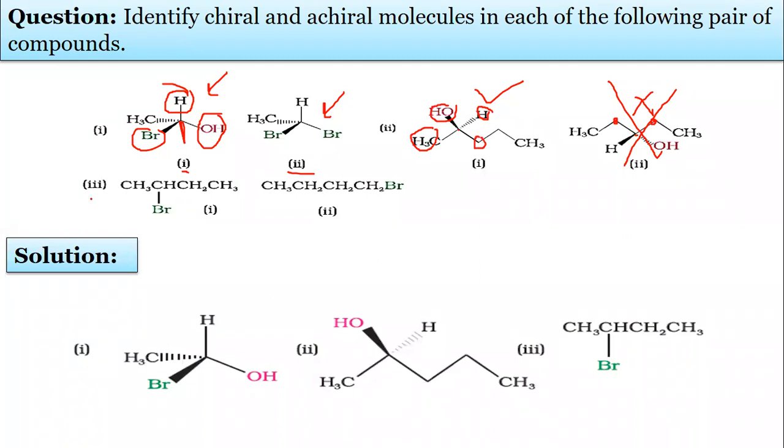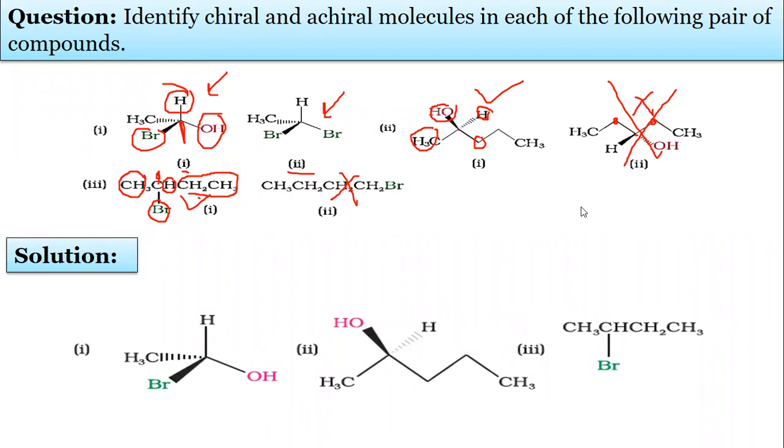Now in this third compound, again 2 structures are given. This is 1 and this is 2. So which is chiral in this? This one is chiral because this carbon is chiral. I will show: one CH3 group, one bromine, and one hydrogen are attached, and this is C2H5. So this has the chiral carbon, and this does not have the chiral carbon. You understand such questions can be asked in the examination.